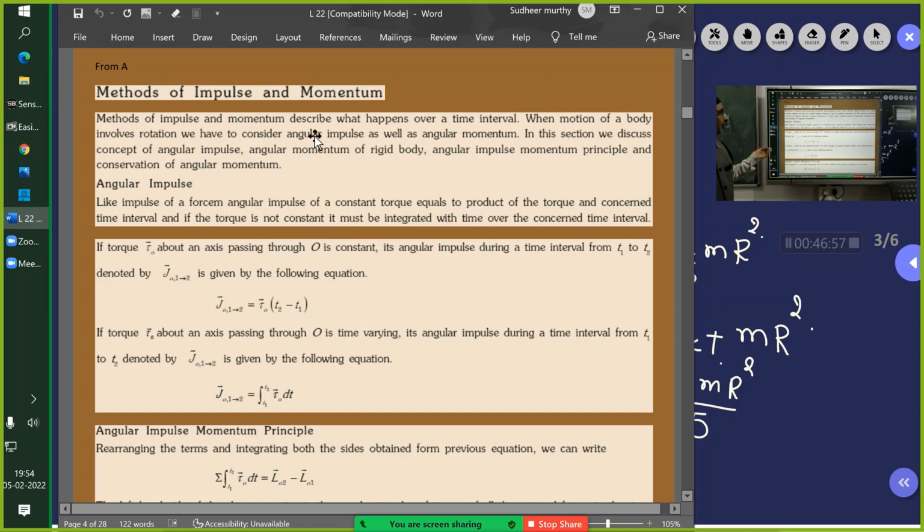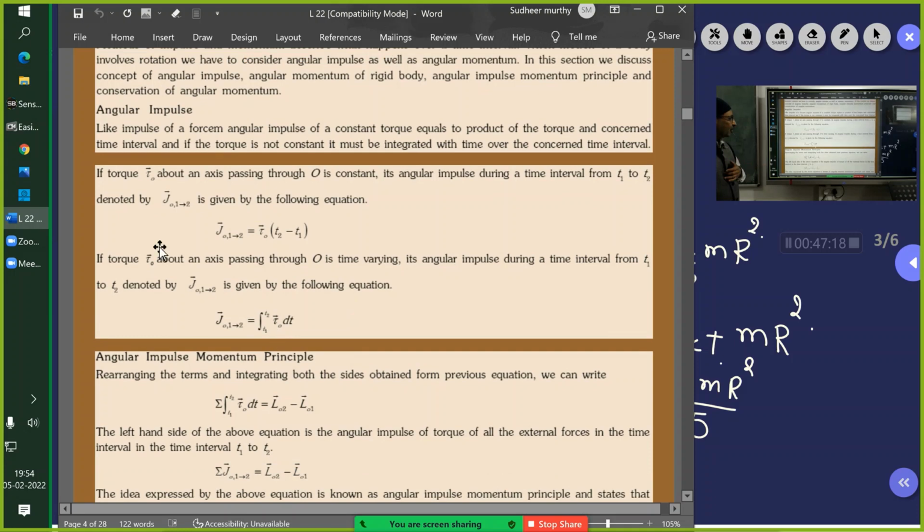Methods of impulse and momentum describe what happens over an interval of time. When the motion of a body involves rotation, we have to consider angular impulse as well as angular momentum. In this section, we discuss the concept of angular impulse, the angular impulse momentum principle, and conservation of angular momentum.